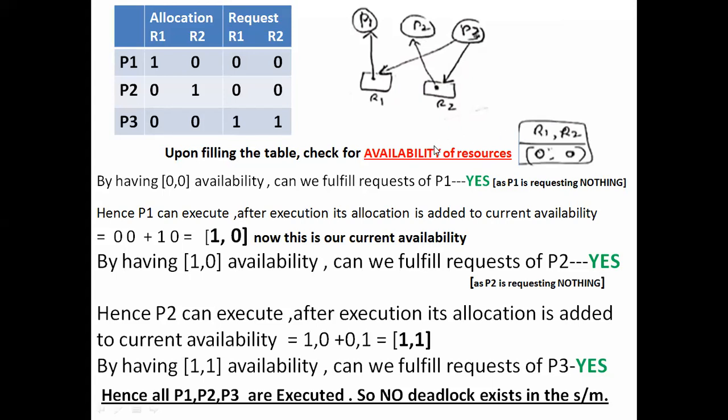And what about the availability of resources? Even though we have two resources, one resource of R1 and one more resource of R2, this resource R1 has already been assigned to process P1 and this resource R2 has already been assigned to the second process P2. Hence, we don't have any resources left; the number of free resources left is 0, 0. This indicates we have 0 resource of R1 and 0 resource of R2.